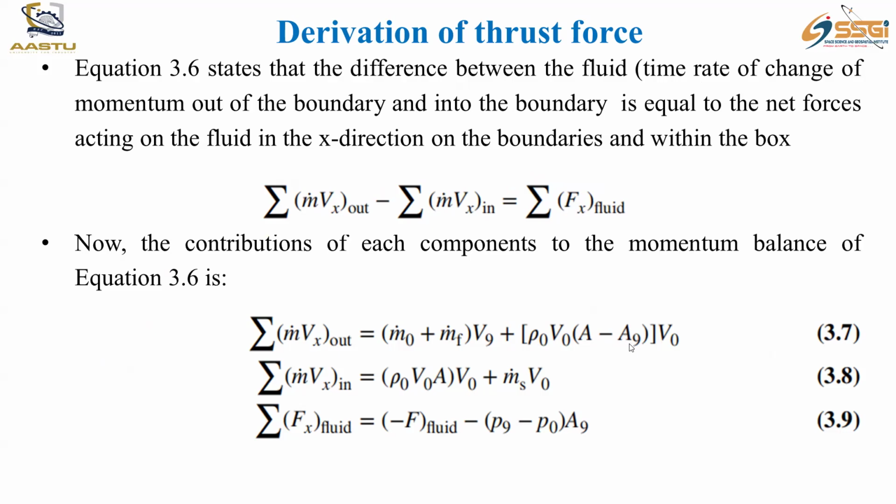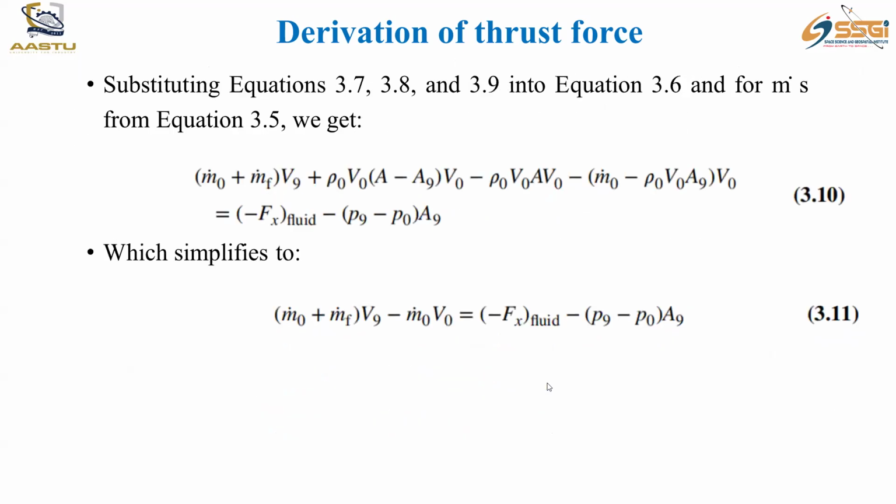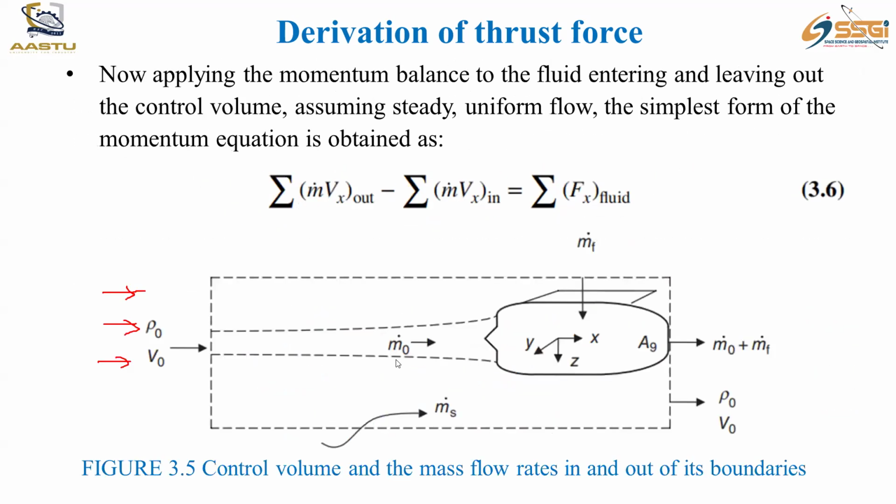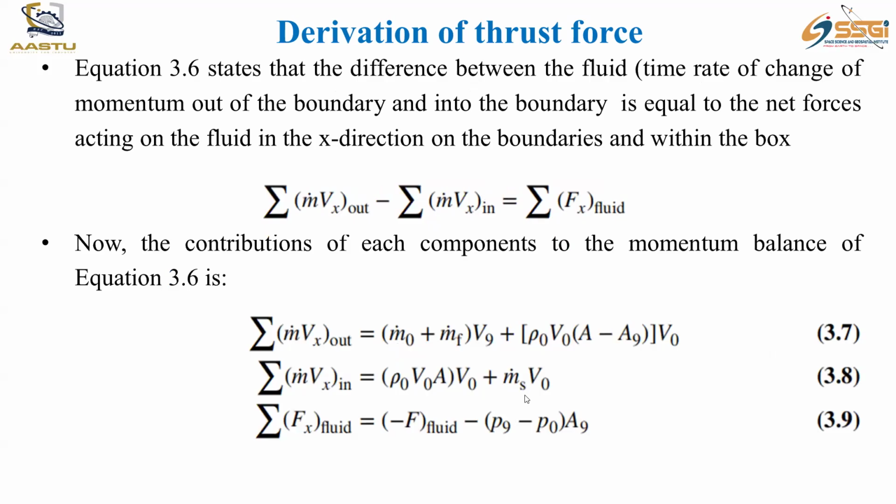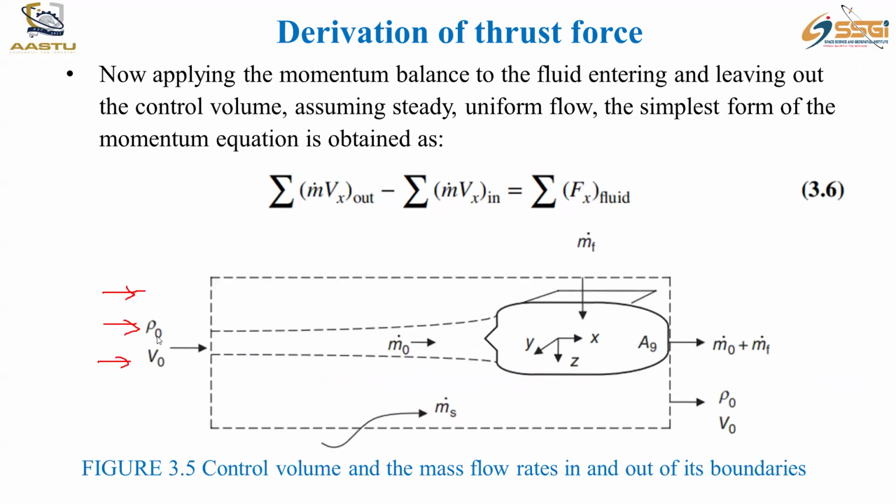Okay, so V naught is the velocity from that point. So that is in the x direction. Again, this is out actually. And in the in direction, rho naught V naught A times V naught plus m dot f V naught. So that is this condition. m dot naught is there, rho naught V naught is there. Again, m dot f is there, m dot f times V naught. That is one mass flow rate.